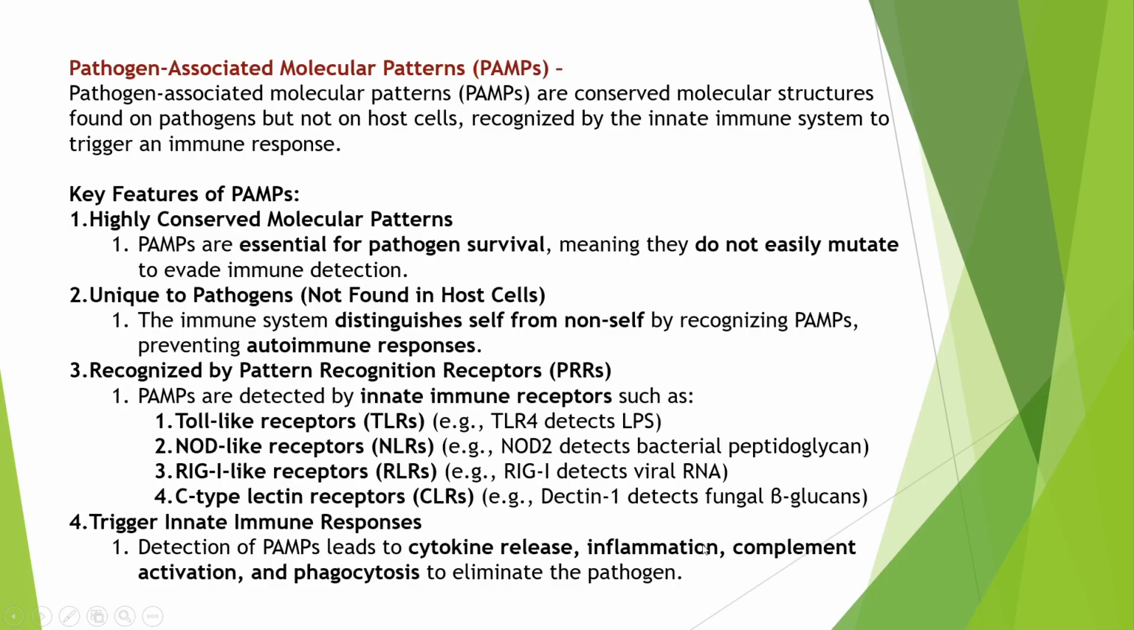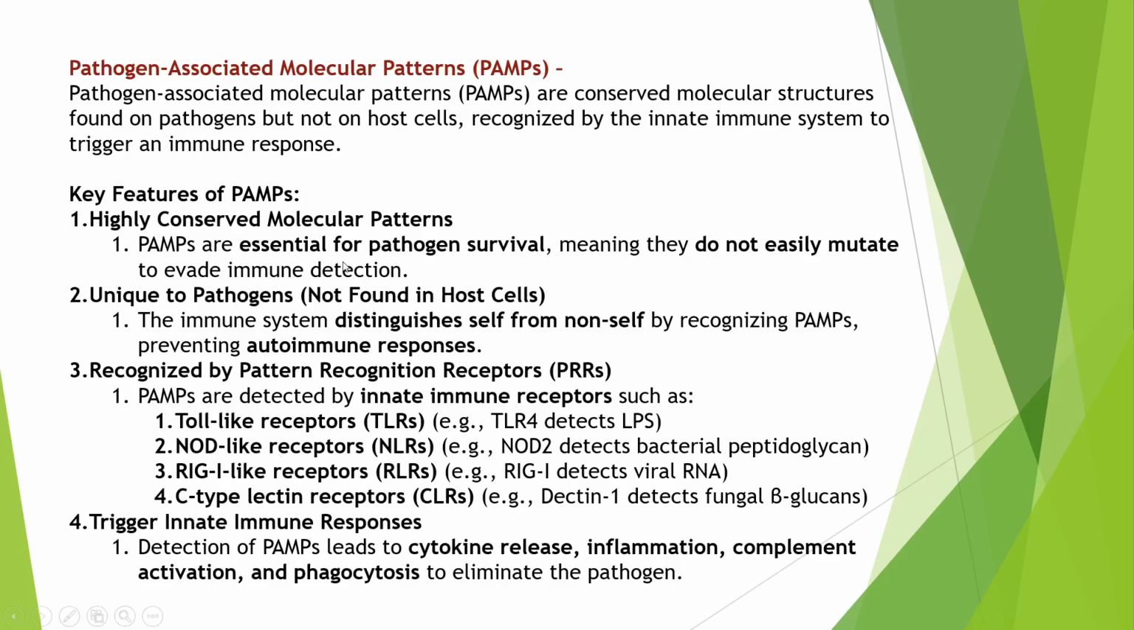Next is PAMPs. PAMPs are pathogen associated molecular patterns. So PAMPs are conserved molecular structures found on pathogens but not on the host. This we know. So they are recognized by the innate immune system to trigger an immune response. What are the basic characteristics of PAMPs? It is a highly conserved molecular pattern. It is unique to pathogens. It is recognized by the PRRs. It triggers an immune response, and this helps in eliminating or fighting the pathogen or infection.